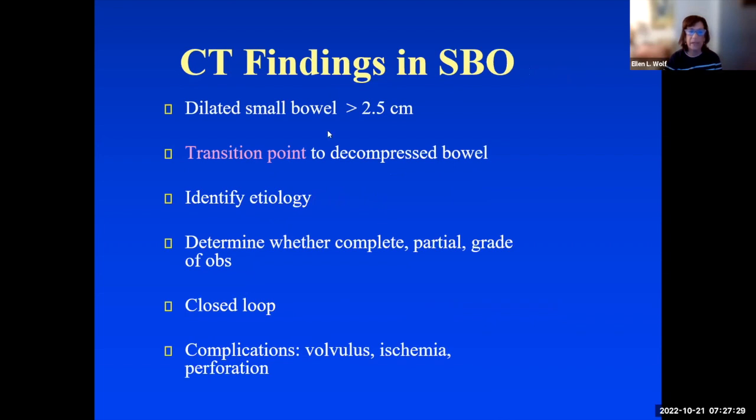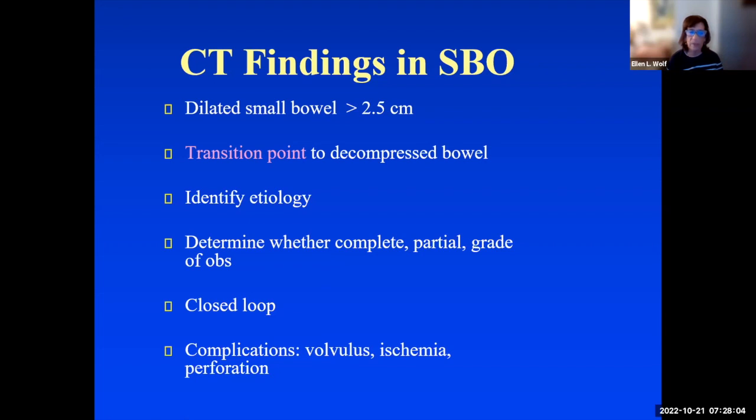We're looking for dilated small bowel greater than 2.5 centimeters in diameter. And again, that transition point to decompressed bowel. We're always looking for that transition point. So CT can generally identify the etiology of obstruction, can sometimes at least determine whether it's complete or partial, and the grade of obstruction by seeing if contrast gets beyond that point of obstruction into the decompressed bowel, it's only partial. If the small bowel is markedly dilated proximal to that point, it's more high grade than low grade.